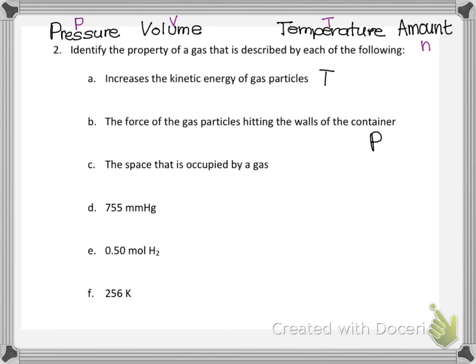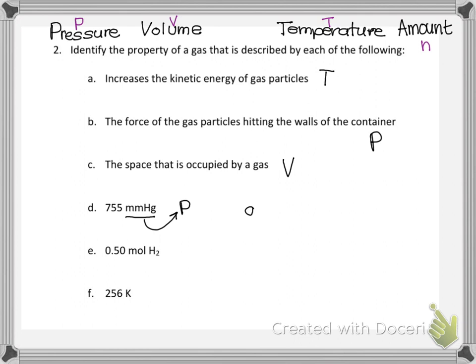In fact, that's really how we think about the definition of pressure, that it's created when the gas inside the container knocks on the walls of the container. And then the space occupied by a gas, that is the definition of what volume is. Volume is how much space a substance occupies, whether it's a liquid, a solid, or a gas. And then on the last 3, we'd be looking at the units. So millimeters of mercury here, that's a unit of pressure. So this 755 millimeters of mercury is describing a pressure.